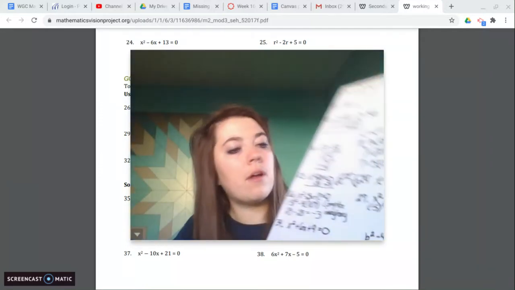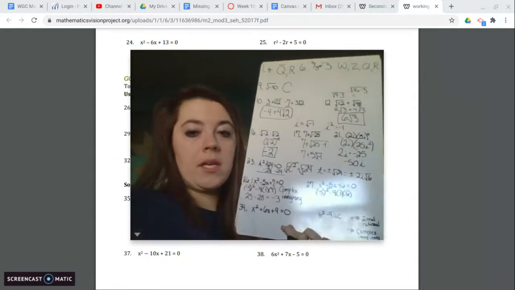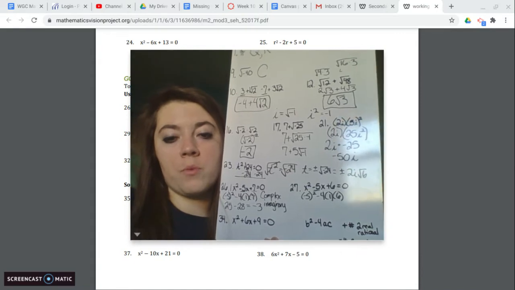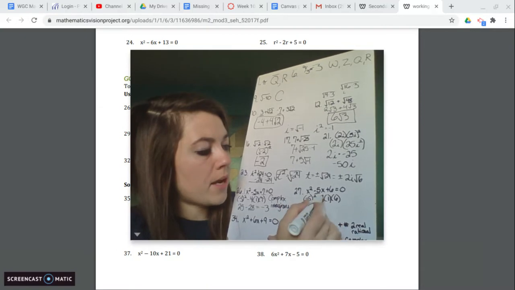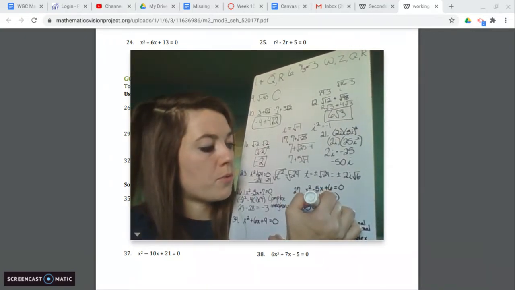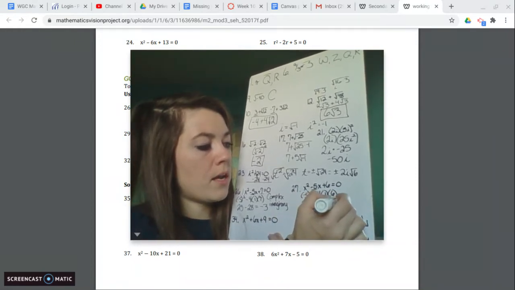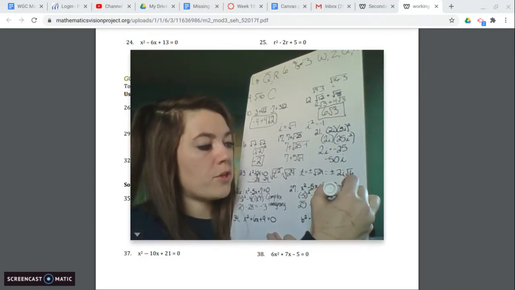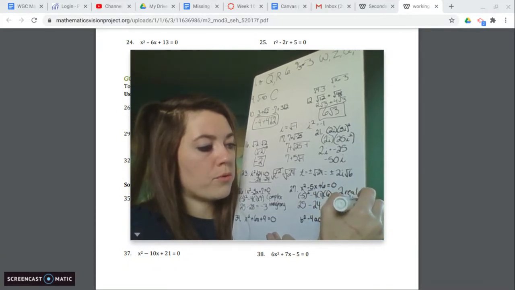Where we left off, we plugged in our values into our discriminant. So we have -5 squared minus 4 times 1 times 6. -5 squared we know is 25, minus 4 times 1 times 6, which is 24. 25 minus 24 equals 1. So we end up with a positive number, which means we have 2 real rational roots for this.